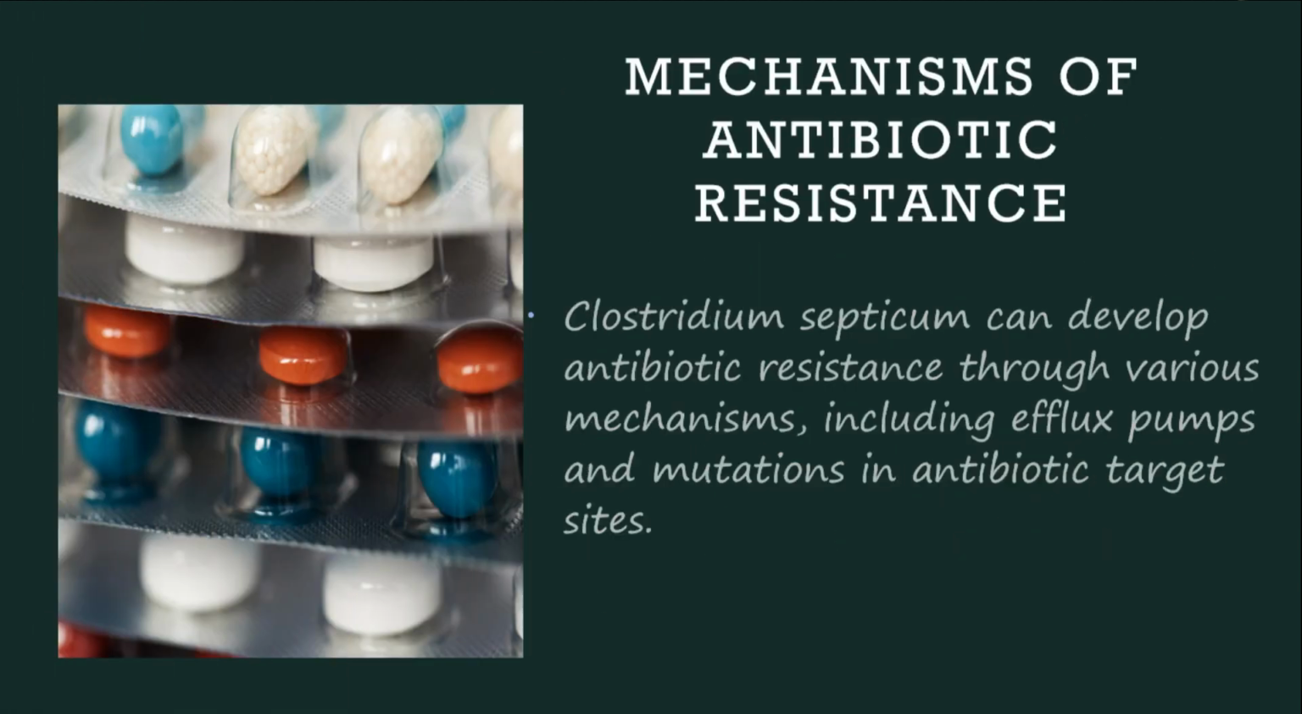Clostridium septicum has the ability to develop antibiotic resistance through different mechanisms. One mechanism is the presence of efflux pumps, which are proteins that can actively pump out antibiotics from the bacterial cell, reducing their effectiveness. Additionally, Clostridium septicum can acquire antibiotic resistance through mutations in the target sites of antibiotics. These mutations can alter the structure of the target site, making it less susceptible to the action of the antibiotic.